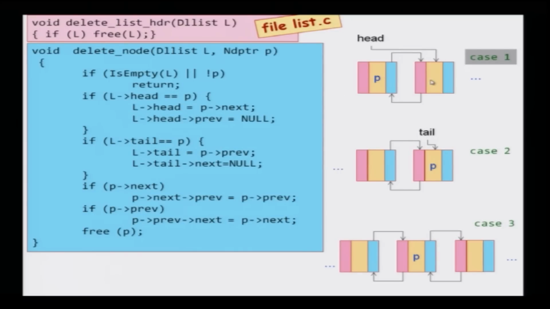Now, this guy's previous will be set to null because we are going to delete this node. So, this guy's previous will be set to null.